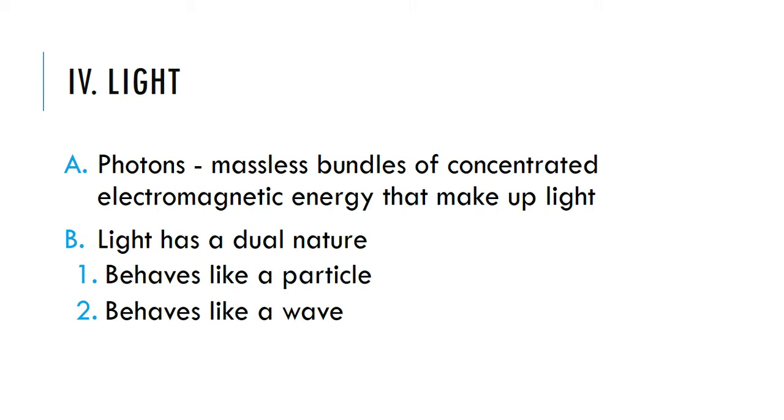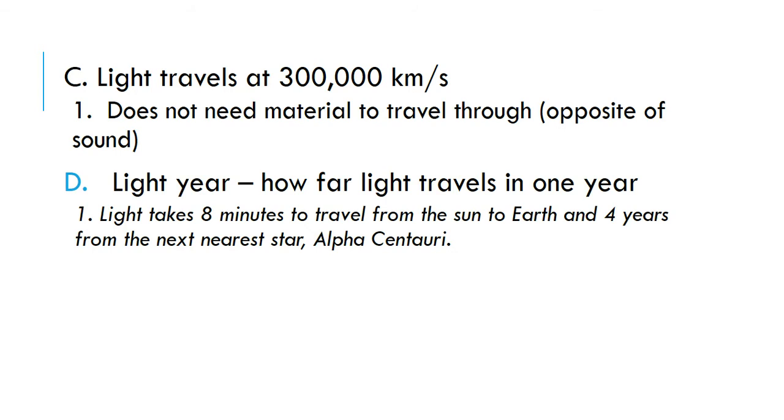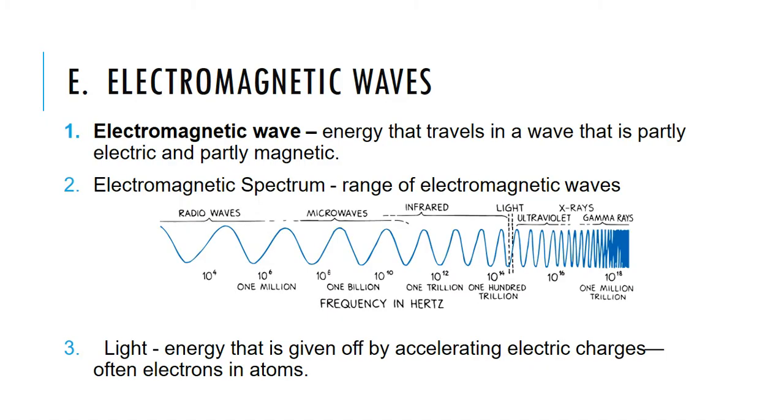We need to know, this is not particularly important, if you do not have this down, just know that you can skip this. Light travels at 300,000 kilometers per second. It is the same speed. Doesn't matter if it's blue light or red light, they all travel at the same speed. And a light year is a distance, how far light travels in 1 year.